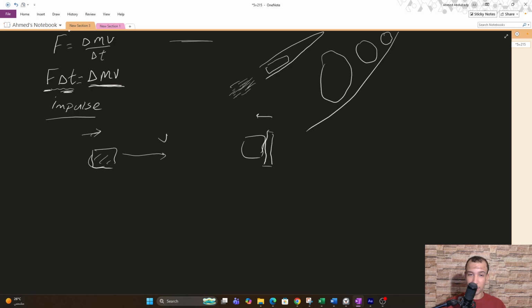If you keep pushing in this direction, even when it stops, you can even force it to move in this direction. Okay, you can change the direction. It came to you in this direction, but you reversed its direction. So again, F delta t, this is the impulse, equals delta mv. And the unit of impulse is newton second, or the same as the momentum, kilogram meters per second. Okay, it could be either of these.